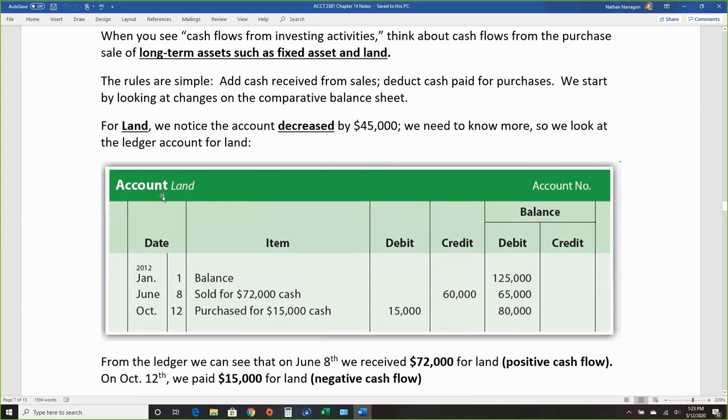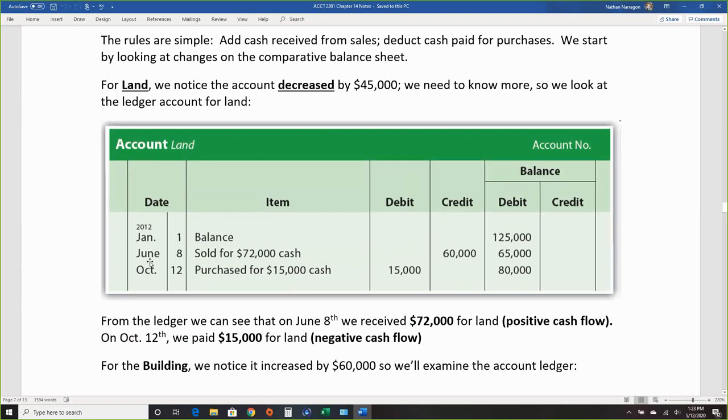So if I look up land, I can see right here on June 8th, I sold for $72,000 cash. So if I sold, that means I have a positive flow of cash coming in of $72,000. So that's what we're going to put on the statement of cash flow. Then we see a purchase. So anytime we purchase land for cash, our cash account decreases, which is a negative cash flow. So we're going to actually have this $15,000 showing as a negative once subtracted.